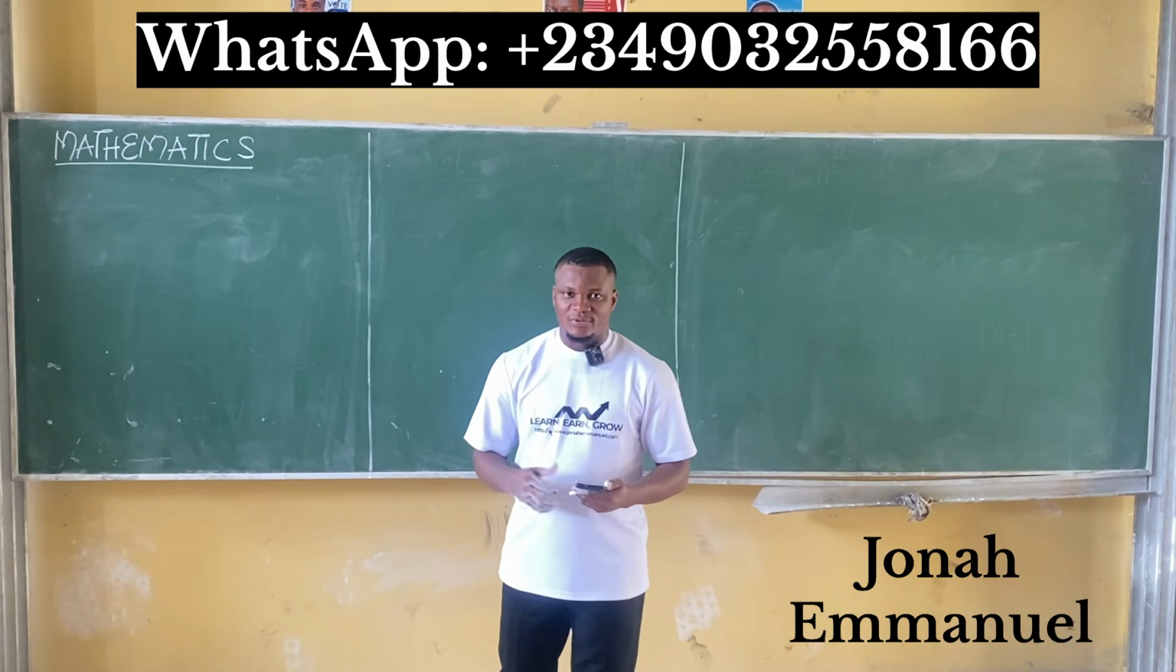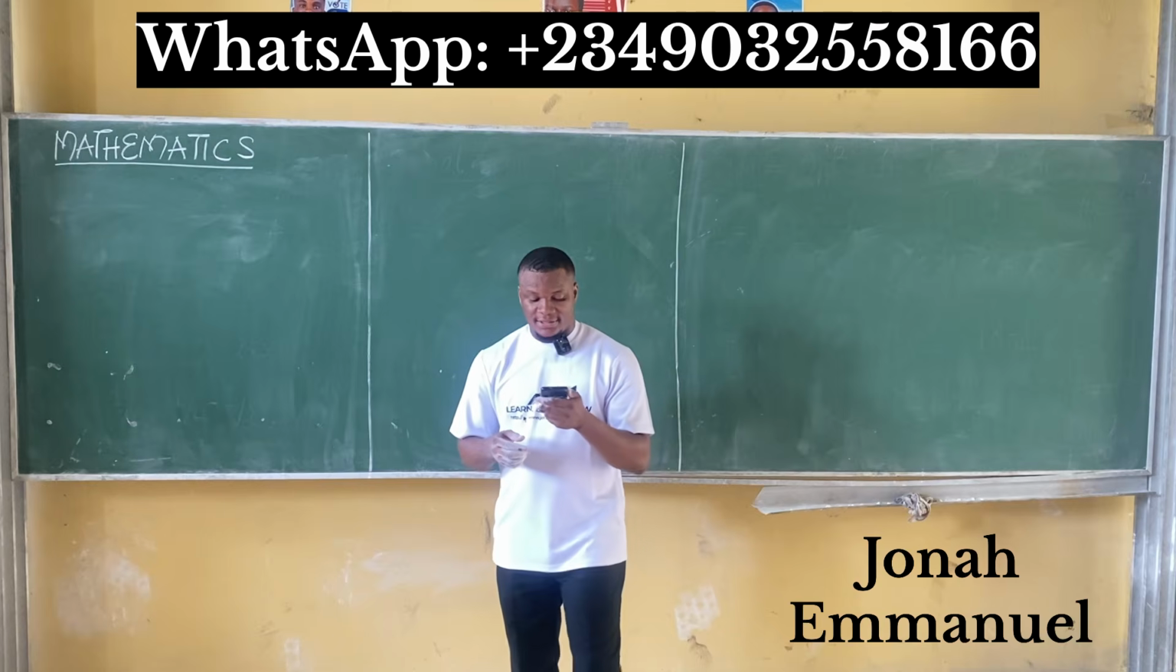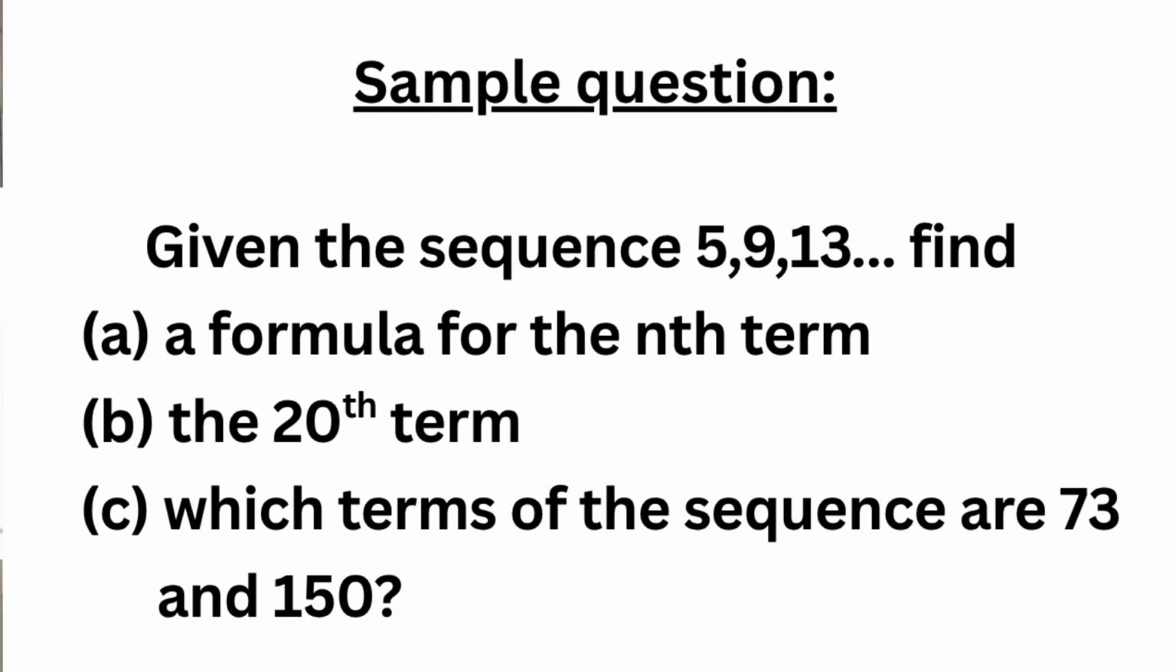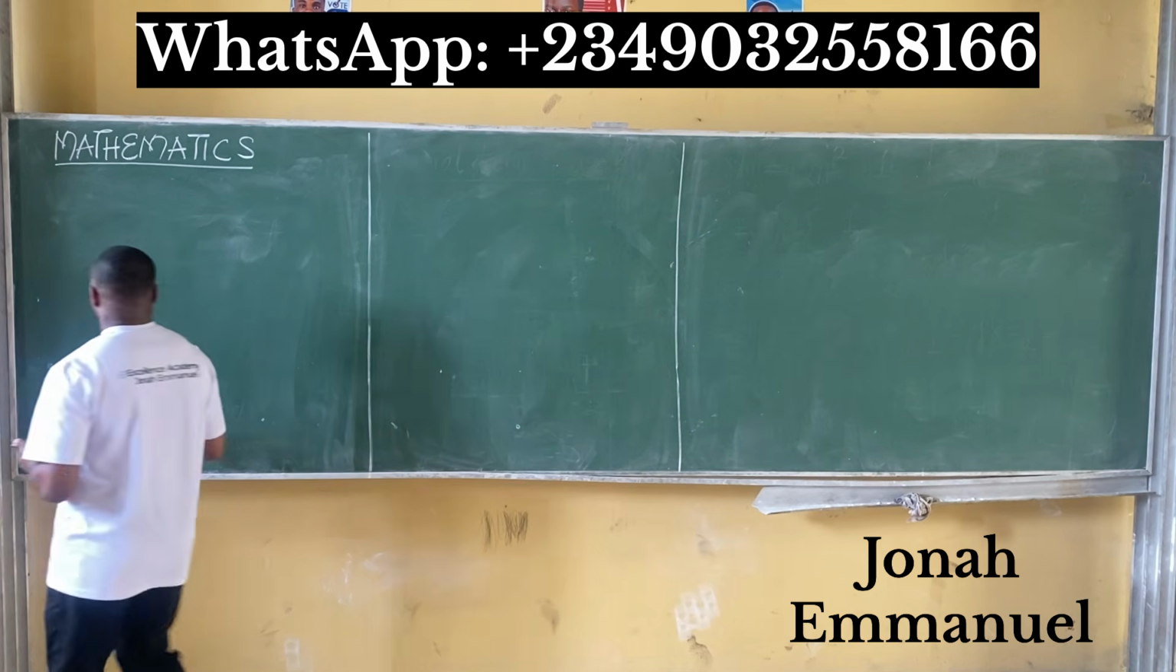Let's take an example in the concept of sequence. The example here says, given the sequence 5, 9, 13, find A, the formula of the nth term, B, the 20th term, C, which terms of the sequence are 73 and 150. All right, that's the question there. Okay, so let's solve this.